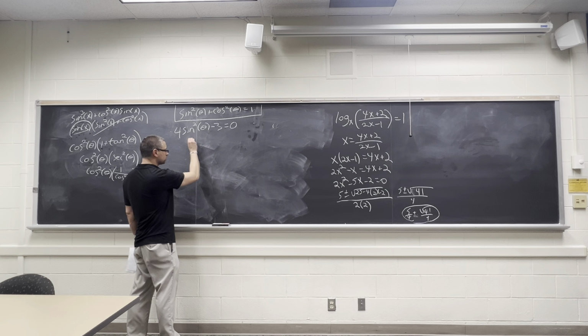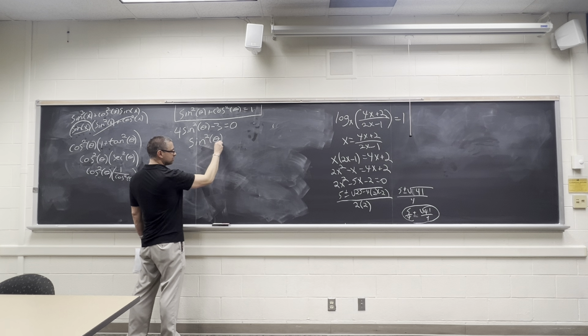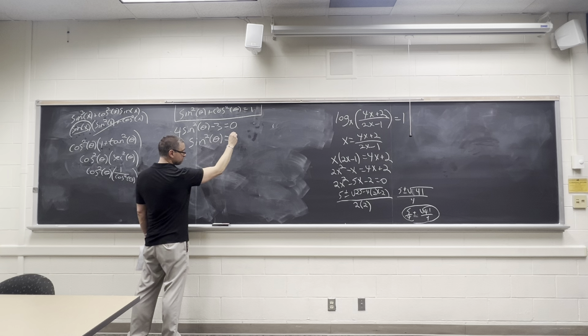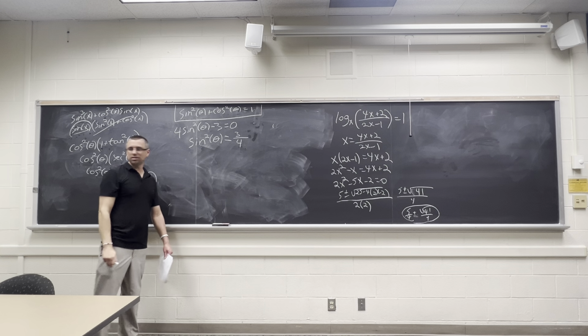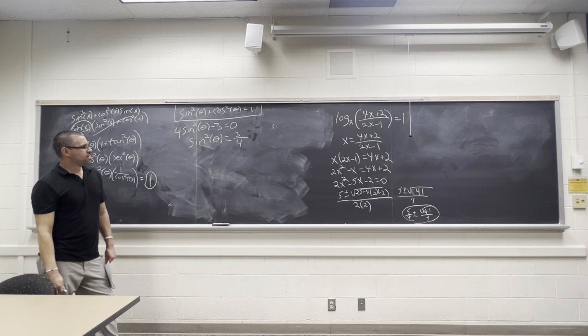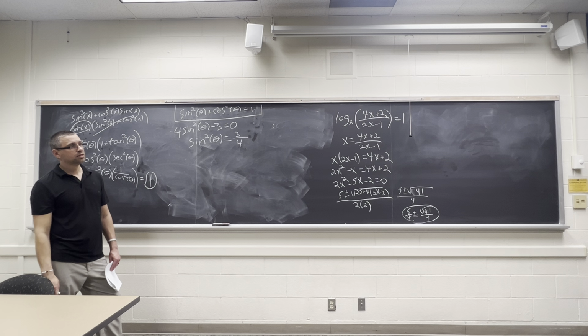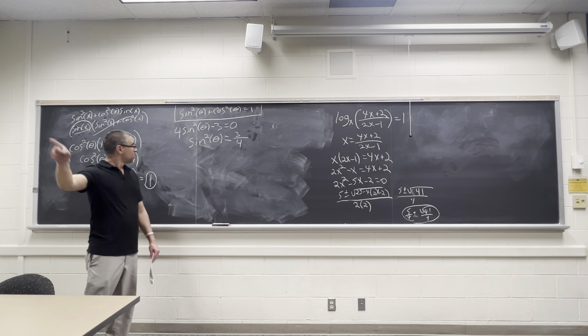So sine squared theta is equal to 3 over 4, right? That's 2 moves altogether. And then, when you want the sine, not the sine squared, you square root the other side?